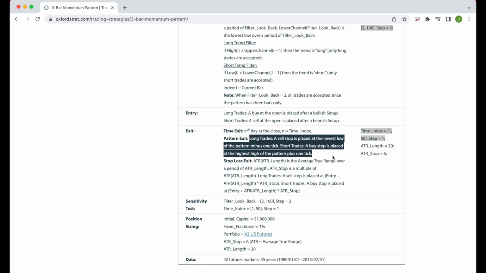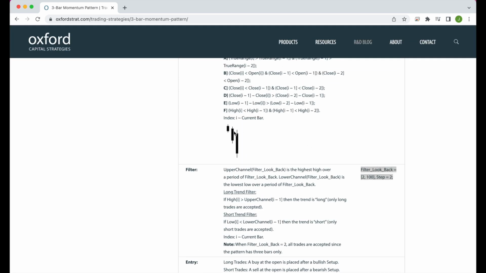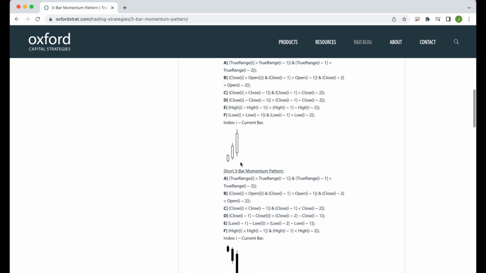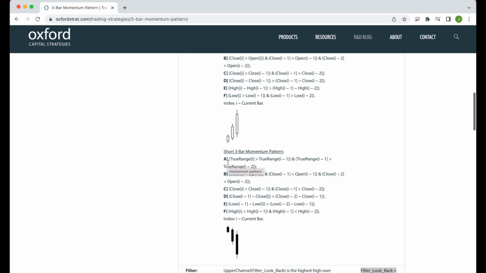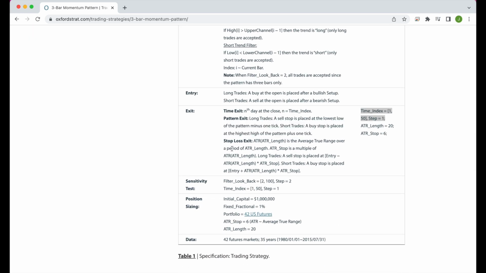And for the short trades, the buy stop is placed at the highest high of that 3-bar pattern plus 1 tick. So if we go back and look at this pattern here, the stop loss would be above the high of this highest bar here. Okay, and for the long trades, the stop loss will be just below this low here. And we've also got a kind of fail-safe stop loss, a wide stop loss, and that's at 6 times the average true range over the last 20 days.